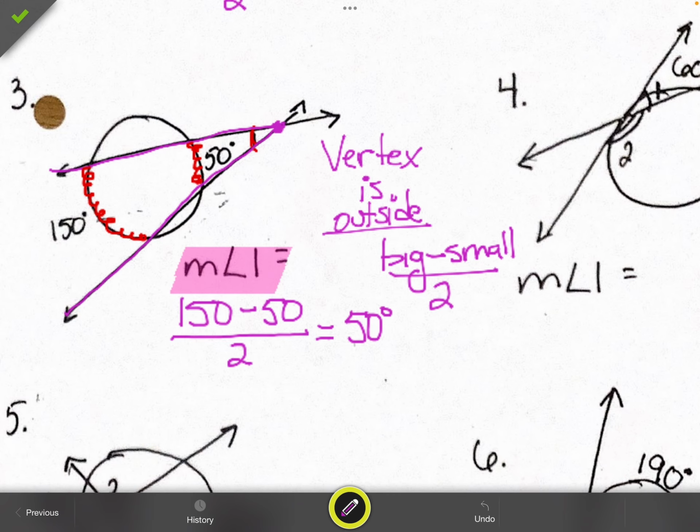So angle 1 ends up being 50 degrees. Now, that's just coincidence that it matches the small arc. Don't try to take a shortcut and think it's always going to be what the small arc is. It's not. But this angle right here is 50 degrees. Big minus small divided by 2.